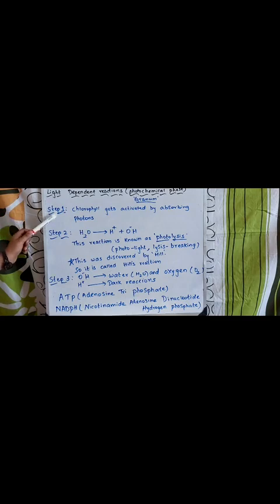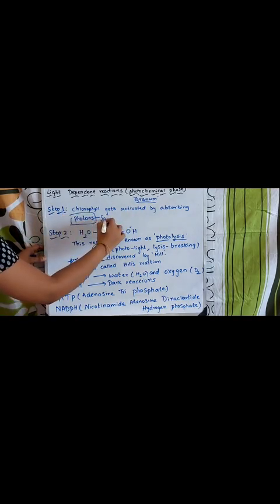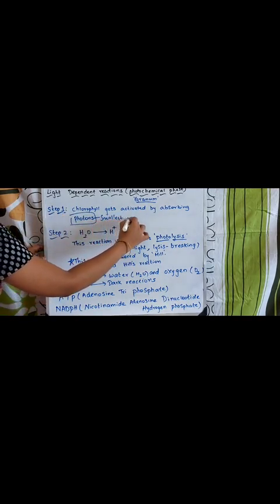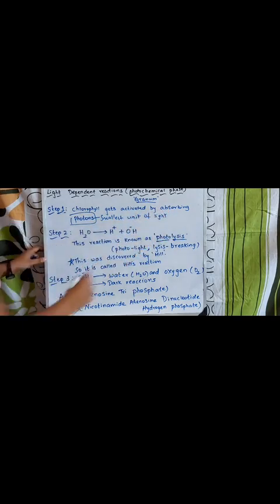The first step here is sunlight will be captured by the chlorophyll pigment, and it gets activated by absorbing photons. Photon is the smallest unit of light. So the chlorophyll gets activated by absorbing photons in the first step. After the chlorophyll pigment is activated, splitting of water molecule will take place in the second step.